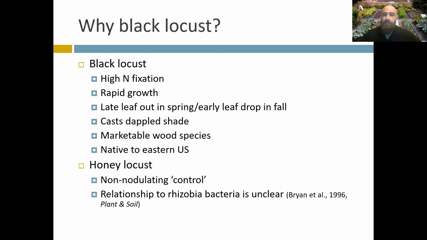Honey locust, as I mentioned, is our non-nodulating control. It does not form nodules on the roots. I'll just say that its relationship to rhizobia bacteria is unclear. Honey locust, of course, lives in similar environments as black locust. It's often seen as an early successional species, often does well in poorer soils. So it still does well in similar conditions to black locust, but it is non-nodulating.